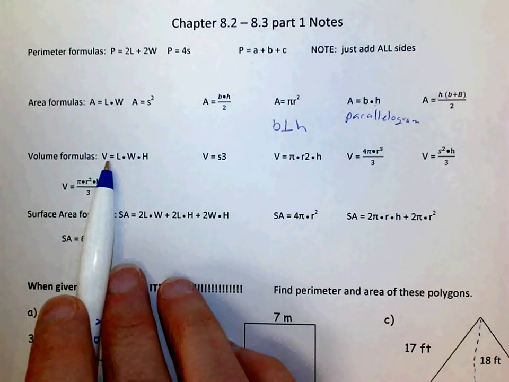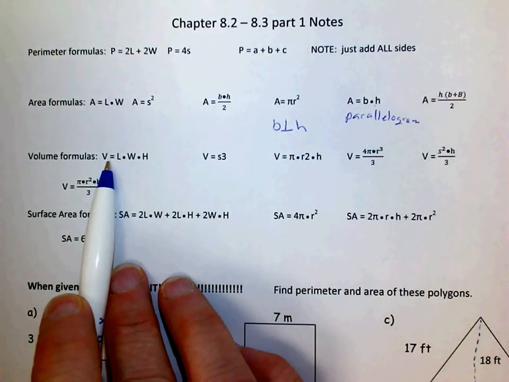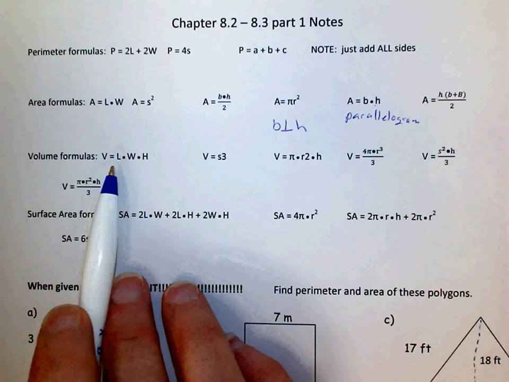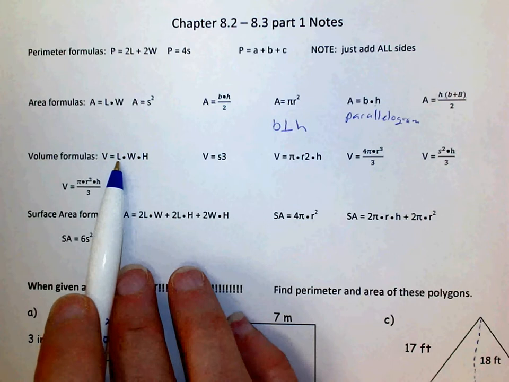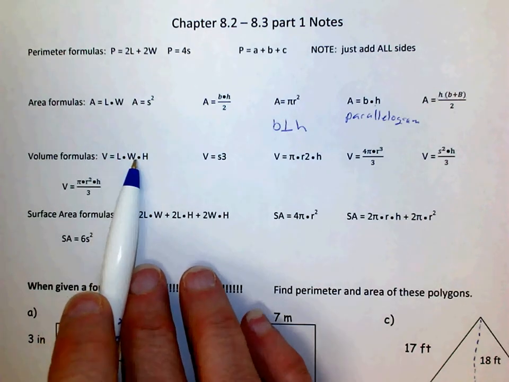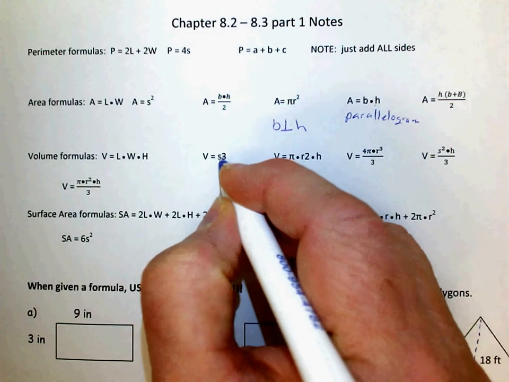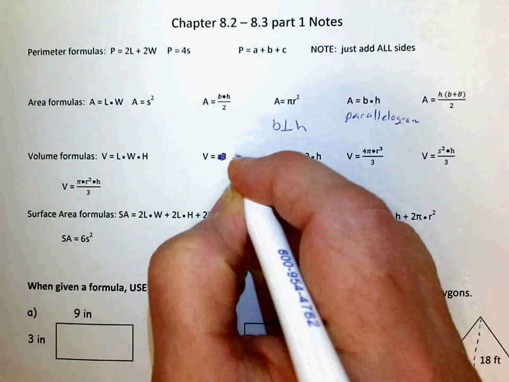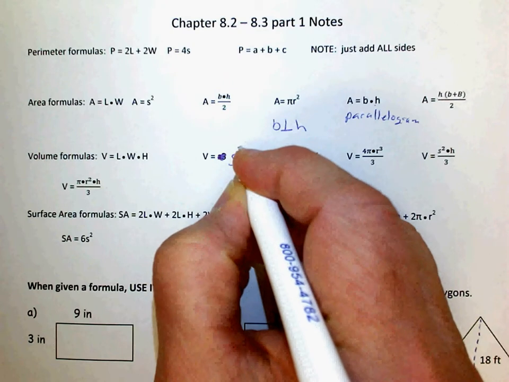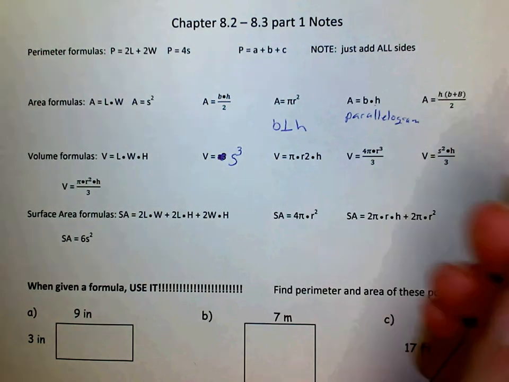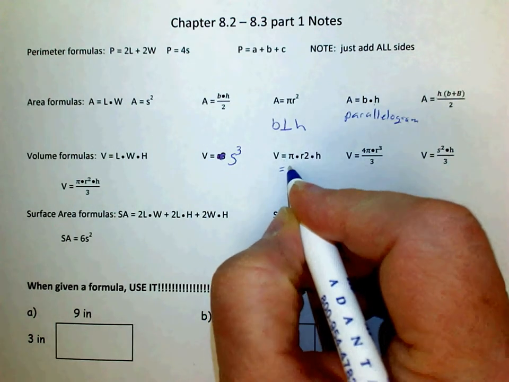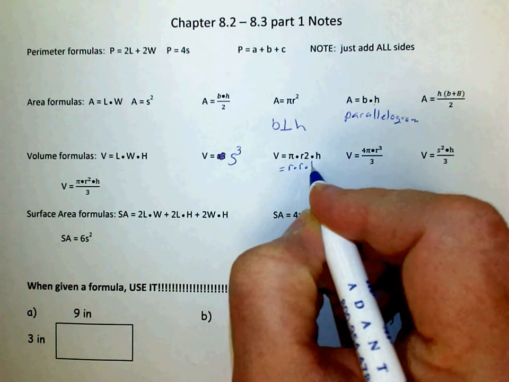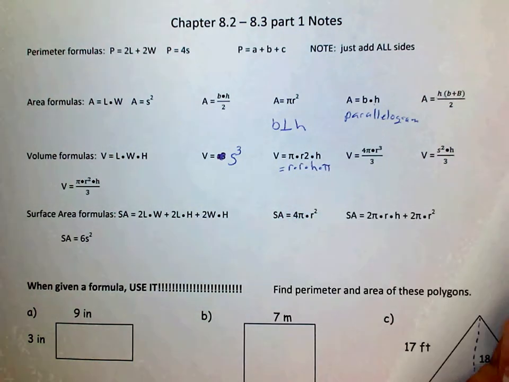Now, volume formulas. Volume starts with V. Don't use A or ASA or any of those. When you need volume, you had better start with a V. Now, for a rectangular box, length times width times height. For the volume of a cube, it's a side cubed. And also here, the volume of a cylinder, your radius squared times your height times your pi.